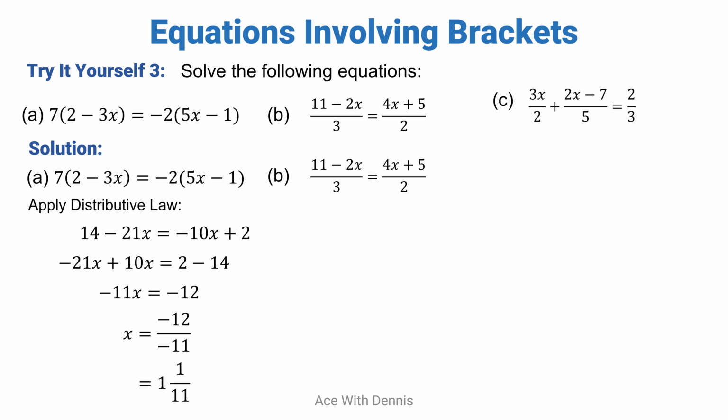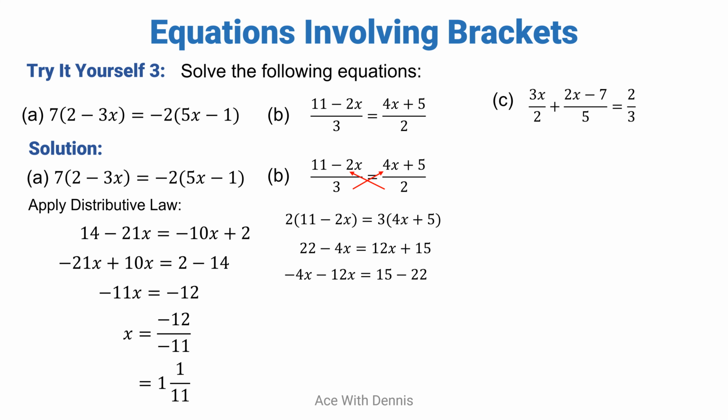For B, (11 minus 2x) over 3 equals (4x plus 5) over 2. So we can cross multiply this equation. So 2 moves to the left side, which is 2 times (11 minus 2x). Then for the 3, move to the right side. It then equals 3 times (4x plus 5). Next, again we apply the distributive law to expand the bracket. So 2 times 11 is 22. 2 times negative 2x is negative 4x. On the right side, 3 times 4x is 12x. 3 times 5 is 15.